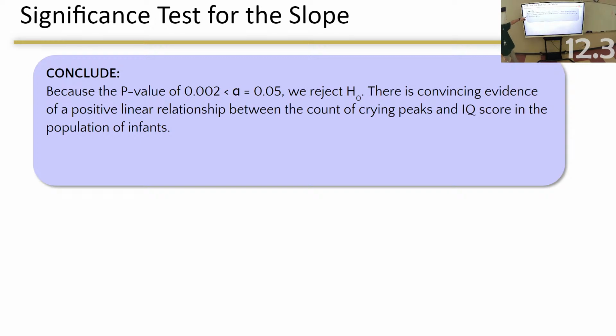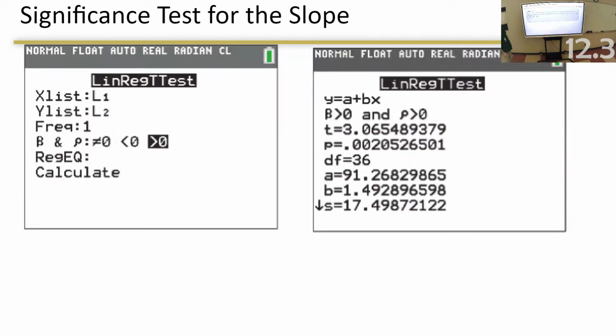There is convincing evidence of a positive linear relationship between the count of crying peaks and IQ score. Make sure it doesn't allude to this sample. Make sure it alludes to the whole population. On the paper, when we have to do the full test, but it says the conditions are met, we just write conditions are met. You don't have to do anything. You can say conditions check, or you don't have to do anything. Good question. Everybody else okay?